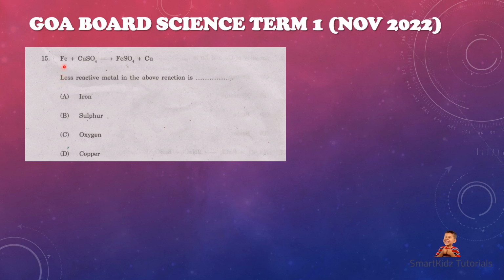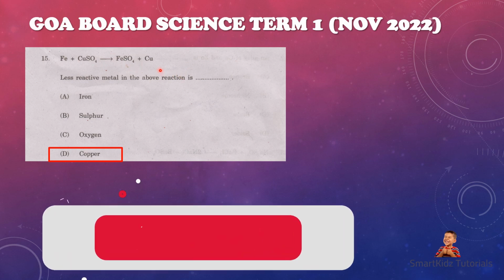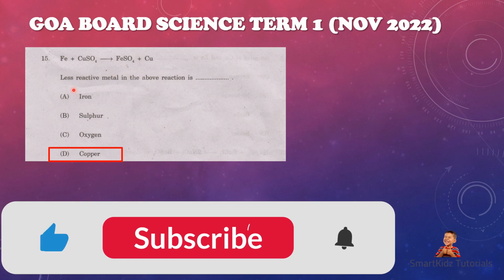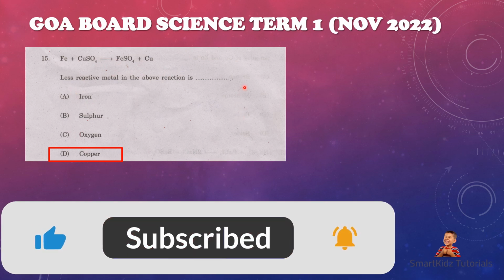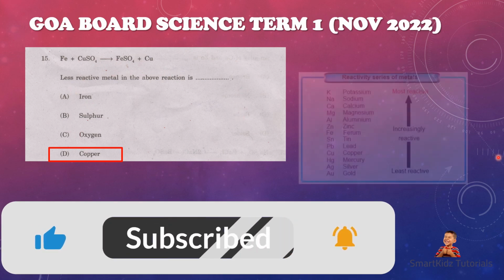Iron, Fe, reacts with copper sulfate, CuSO4, to give us ferrous sulfate, FeSO4, plus copper. So the less reactive metal in the above is copper. So you can clearly see here iron is actually displacing copper from its salt solution and taking its place. So then you have copper coming out. So obviously if you know the reactivity series, then you should be able to tell.